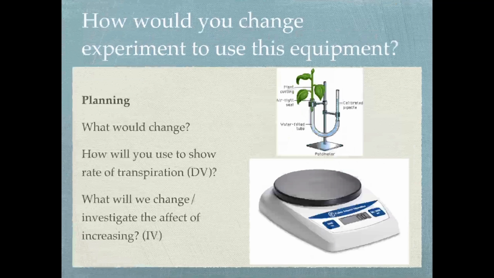So it doesn't matter how we get to the rate of transpiration. It could be how to measure the distance travelled with a potometer, or it could be the change in mass using scales. As long as I know that that's what I'm plotting in my graph, and then I'm changing that back to the language of my aim when I'm making a conclusion.